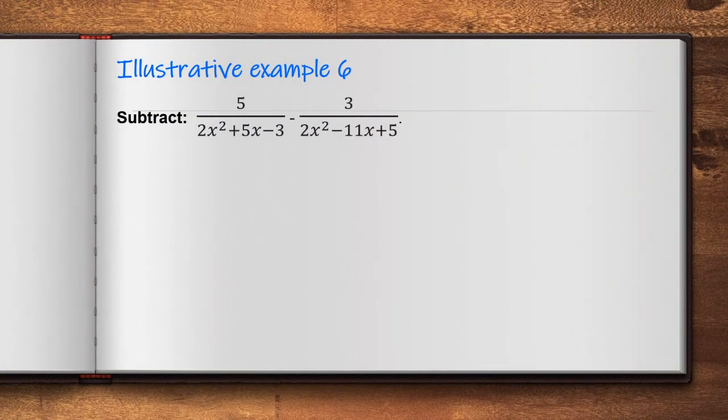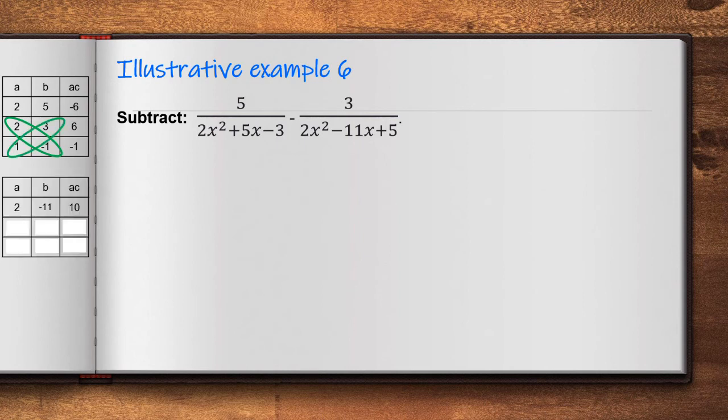Example 6. Look at the rational algebraic expressions. They are not similar, so let us factor the denominators. The product of AC is negative 6, and the factors of negative 6 that sum up to 5 are positive 6 and negative 1. The GCF of 2 and negative 1 is 1. 2 divided by 1 is 2. 6 divided by 2 is 3. And negative 1 divided by 1 is negative 1. Therefore, the factors of the first denominator are 2x minus 1 and x plus 3.